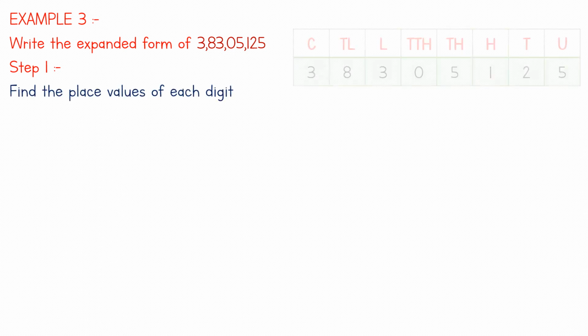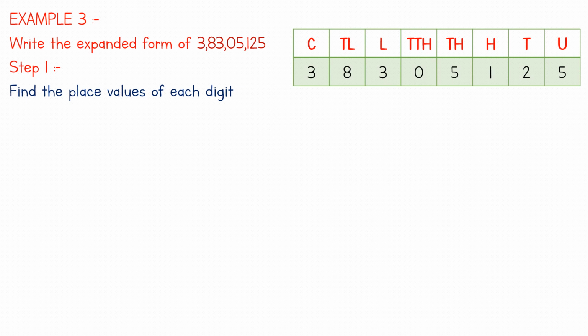Next, another example is there. Write the expanded form of 3 crores 83 lakhs 5125. First దీనికి place values రాసుకోవాలి. Step 1. Find the place values of each digit.